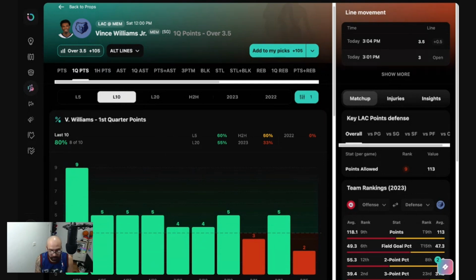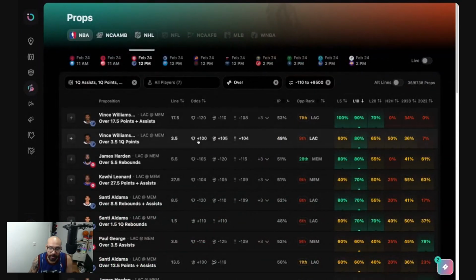So let me type this in. Pretty much leave a note for myself. If Jaren Jackson Jr. is ruled out, then we're going to take it. All right? So if Jaren Jackson Jr. is not playing, Vince Williams overs in the first quarter, I don't mind that.